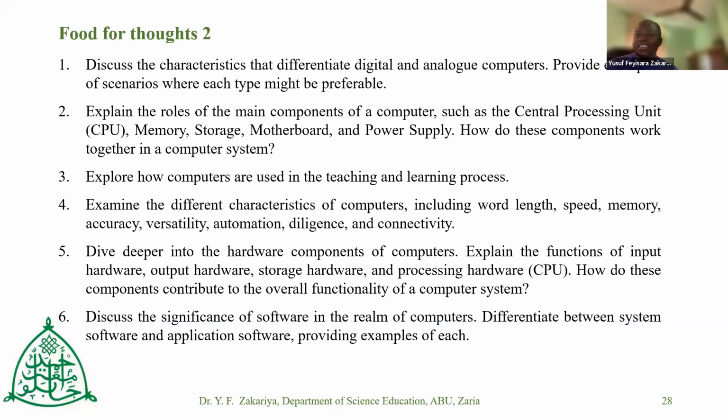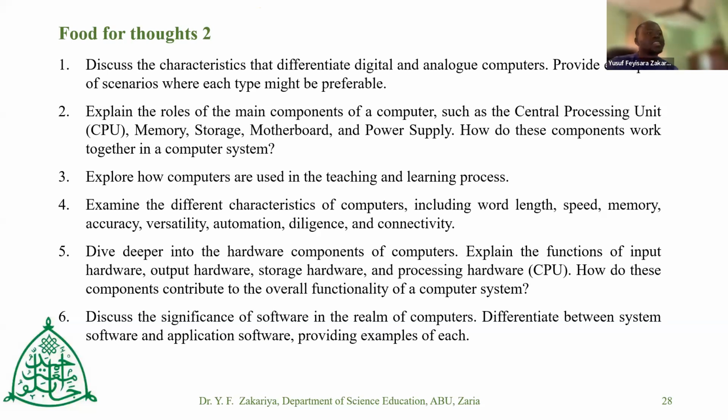Discuss the characteristics that differentiate digital and analog computers. For you to attempt this question, you need to go back to that table that I showed you about juxtaposition between digital and analog computer. And I said, don't just discuss this, you need to provide examples of scenarios where each type might be preferable. So this question is asking you more than just reading the notes. It is asking you to understand and be able to get something out of the note.